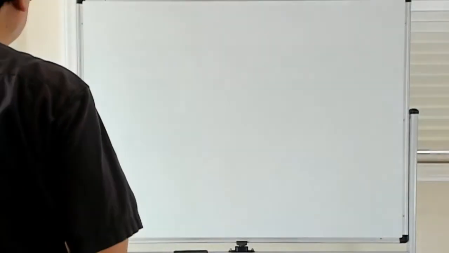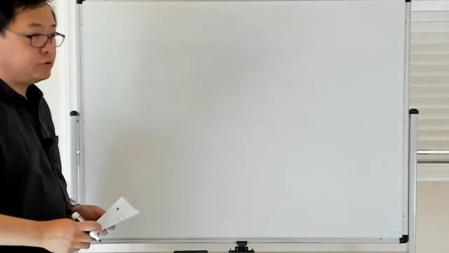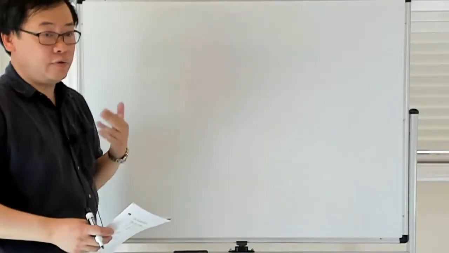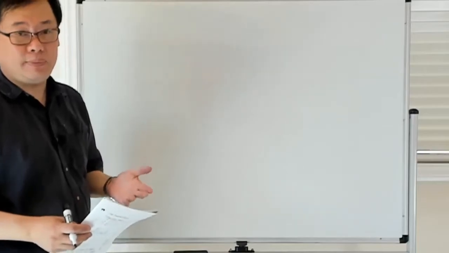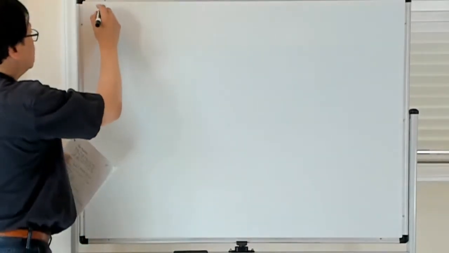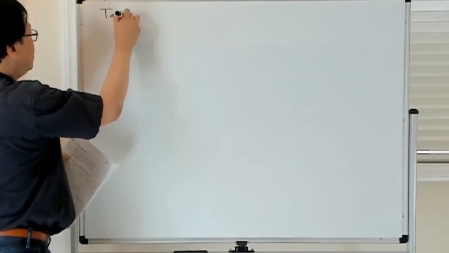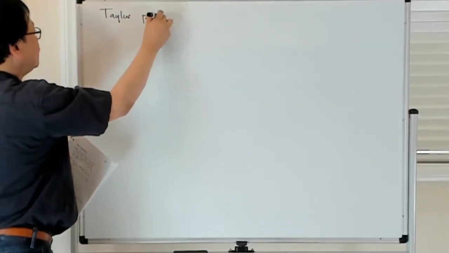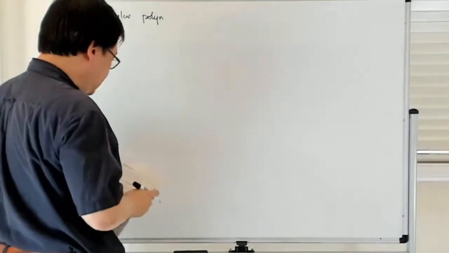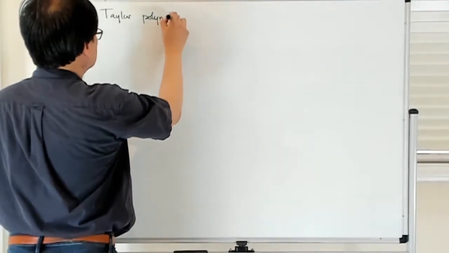Okay, so now we're going to talk about Taylor polynomials, which are a way of taking some sort of continuous function and then replacing it with a polynomial approximation of it. So this is Taylor polynomials. These are things you probably have already seen, like in your calculus class.